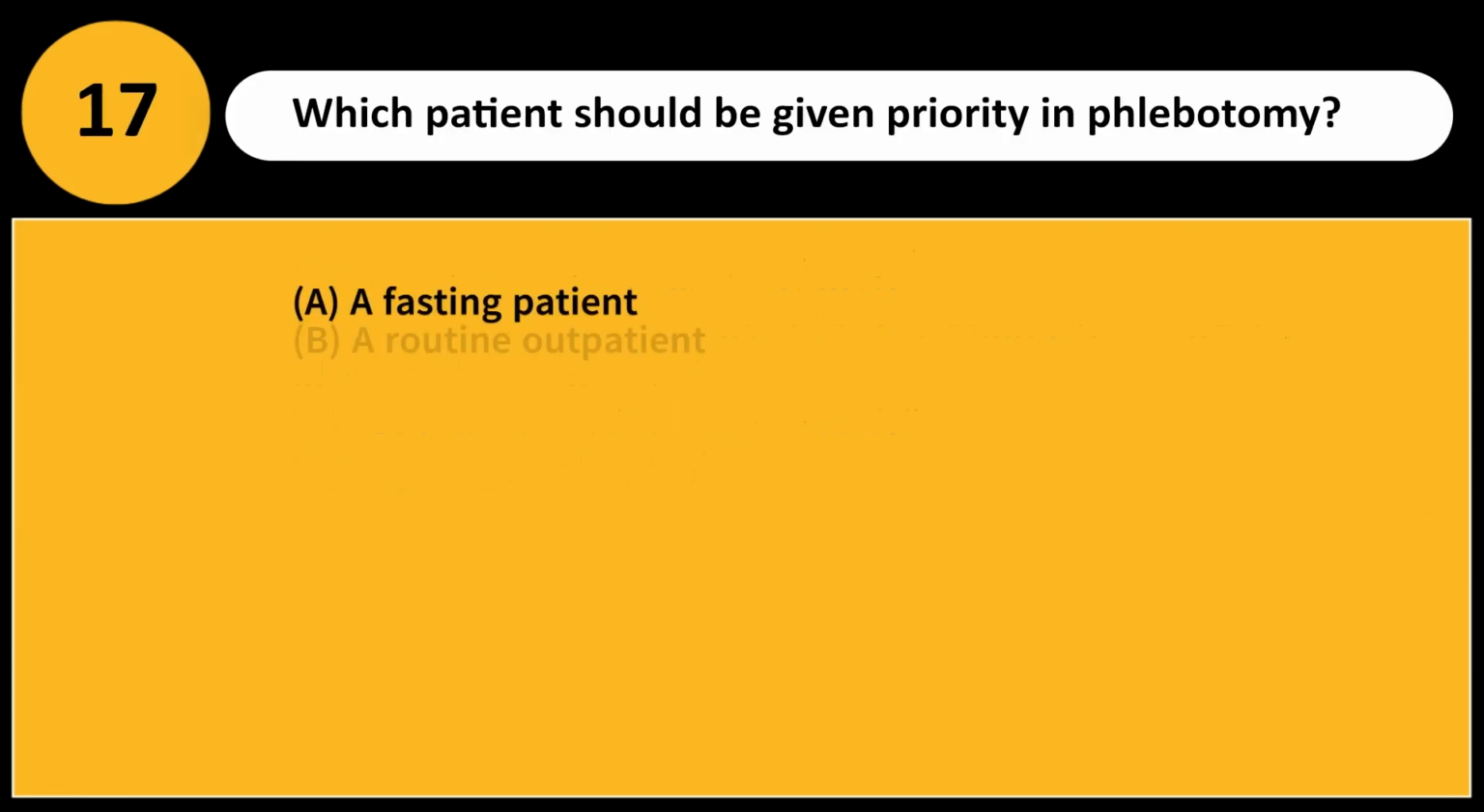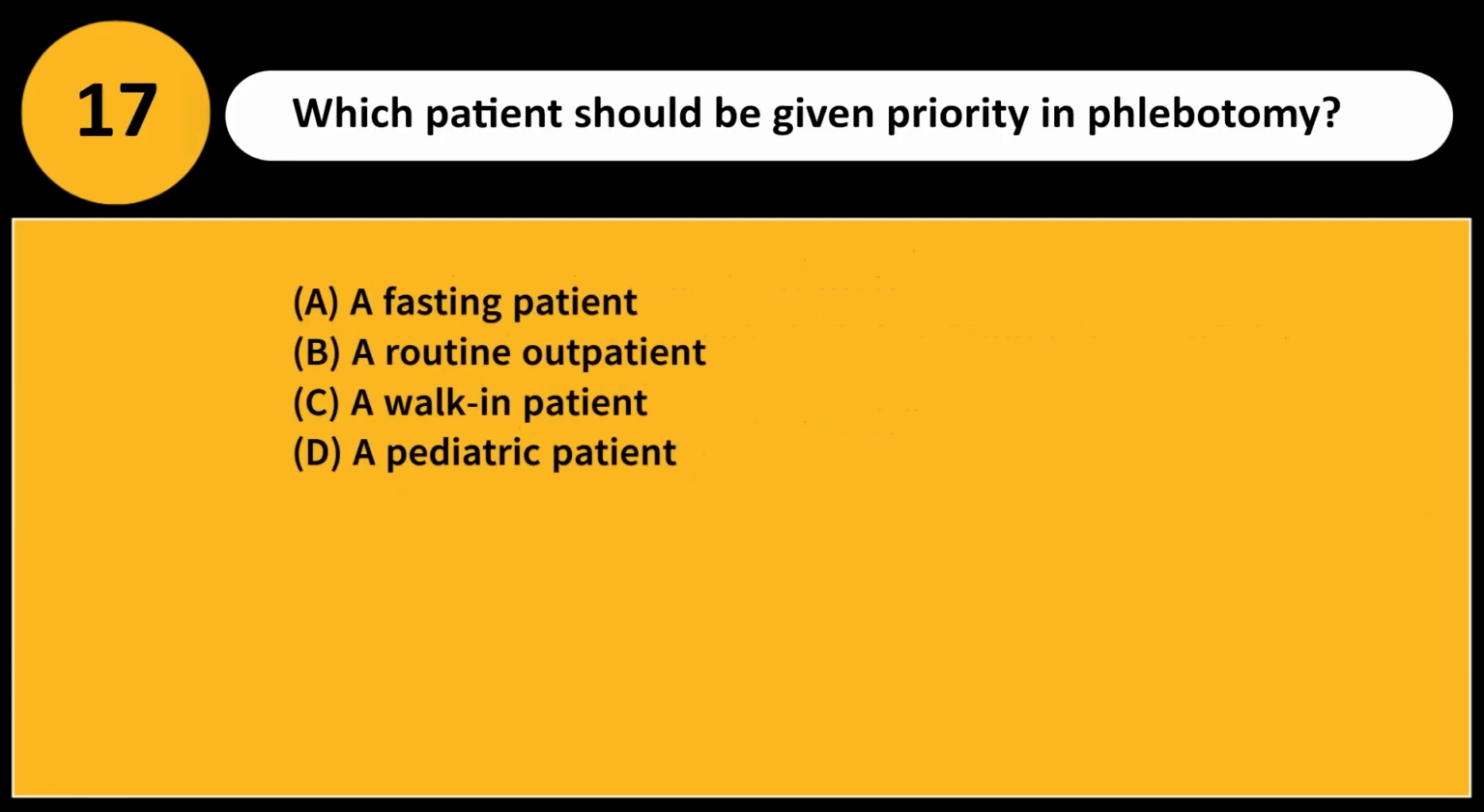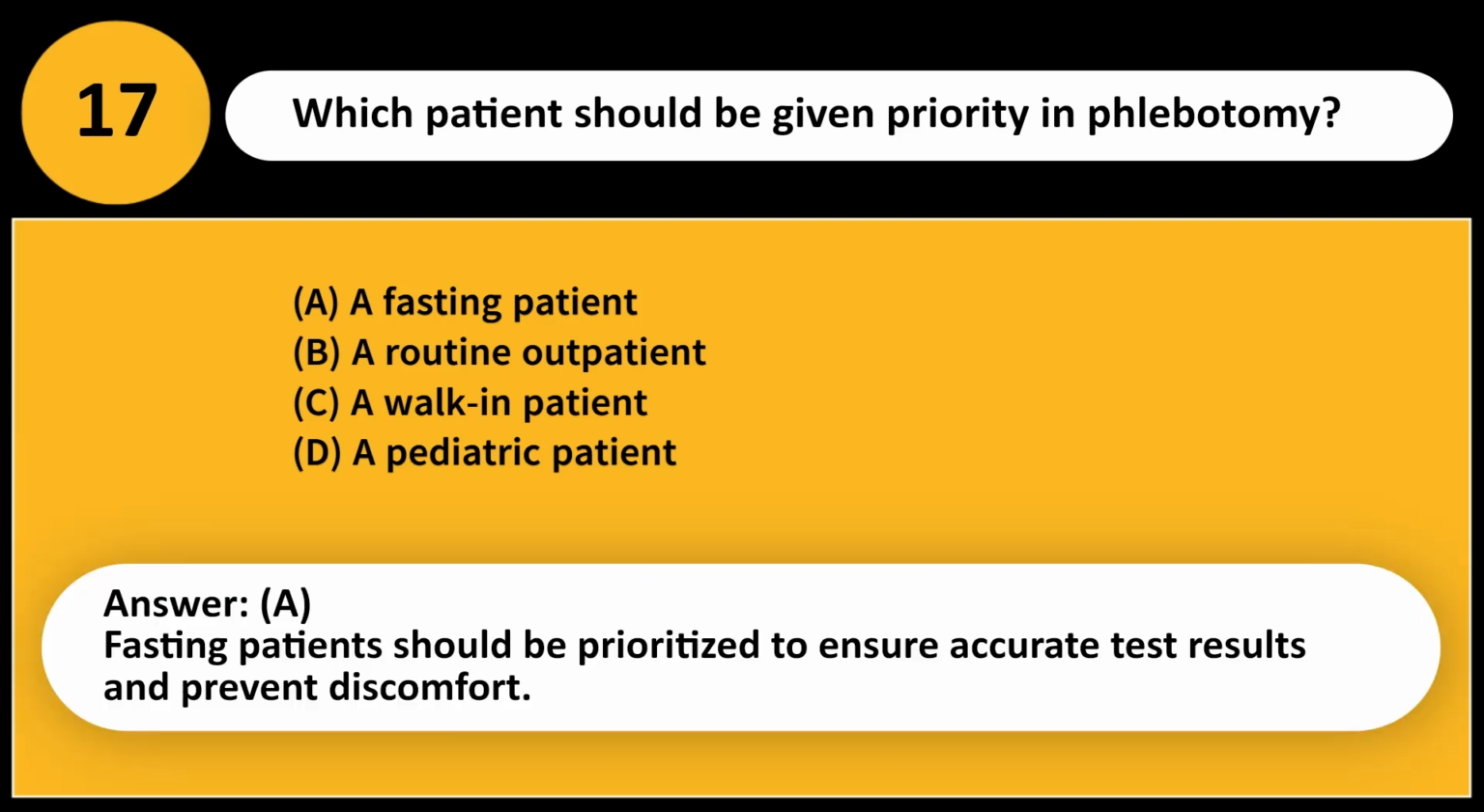Which patient should be given priority in phlebotomy? A. A fasting patient. B. A routine outpatient. C. A walk-in patient. D. A pediatric patient. Answer: A. Fasting patients should be prioritized to ensure accurate test results and prevent discomfort.